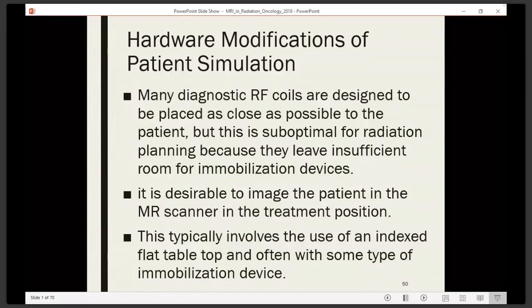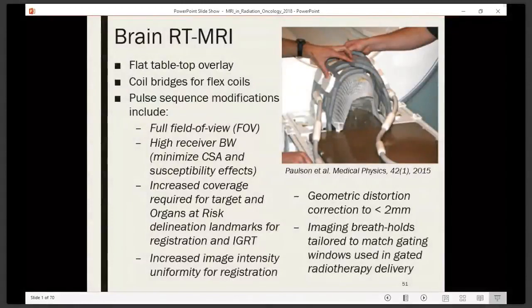Also, you want to image the patient in the MR scanner in the same position they are in the treatment position. So that usually requires the use of an indexed flat top table. And often you want to include an immobilization device. So here's an example showing how this is dealt with. Here we have not a head coil, but two flexible surface coils that are put on top of the immobilization device here, and there's a flat table here.